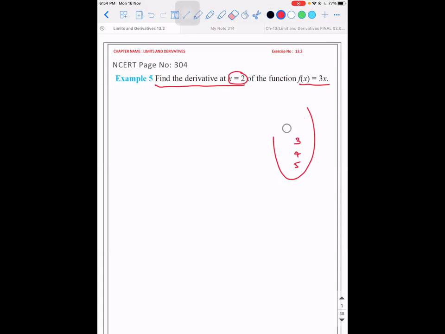Suppose this question comes under the 3 mark section. Then what are we supposed to do? You need to use the first principle of derivative. Okay. So here we will do it directly. The function is given. What is d by dx of 3x? 3 can be taken out of the derivative. So 3 into d by dx of x. How much is it? 3.